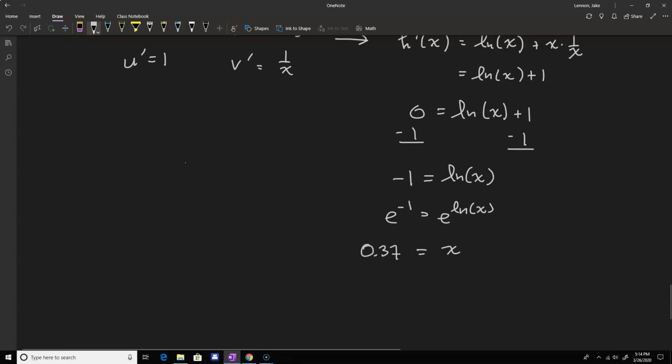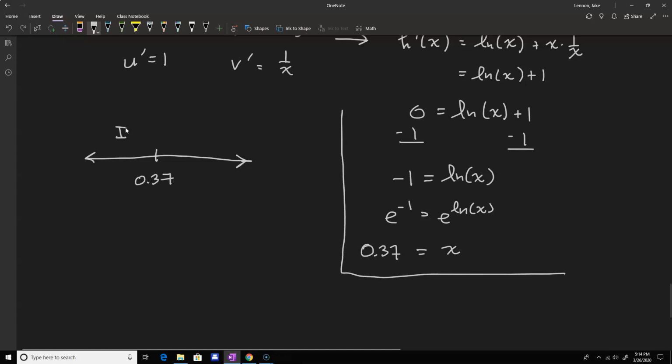So again, we've just got one critical point, so we're dividing our number line just by this 0.37. So we only have two values, or two regions, 1 and 2. So again, for region 1 and region 2, we want to plug in some numbers.